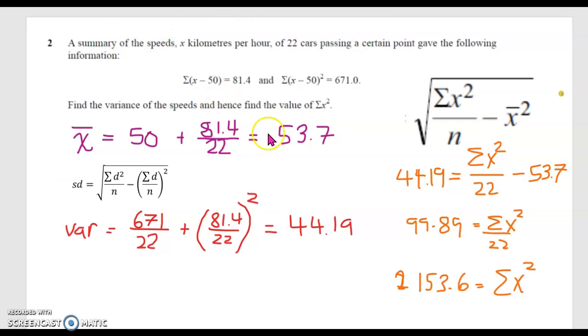So for the variance, we're just doing exactly what we did in the previous problem. Okay? I started off, I found the mean, even though they didn't ask you to do that. I said, might as well. All you'd have to do is take the assumed mean of 50 and add the sum of the differences divided by the data points. They don't show you the data points, but they tell you there's 22 of them. And that's it to get 53.7. So that's the actual mean of this data set.